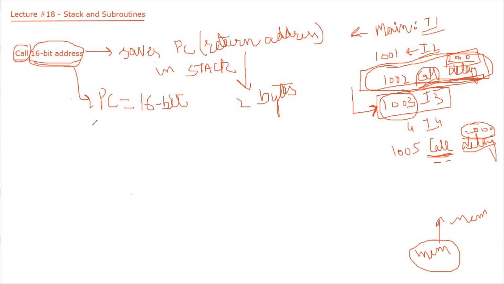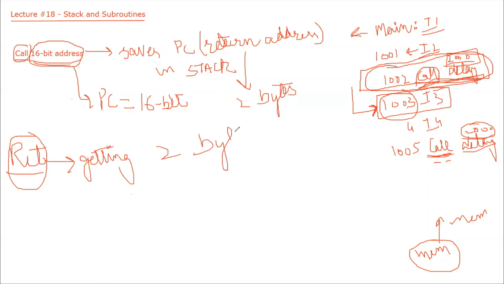Okay, fine. Now let's see what return is doing. When a return instruction is executed, as you can see, it is a 1-byte instruction. What is this return instruction doing? It gets 2 bytes from stack and puts those 2 bytes in program counter.